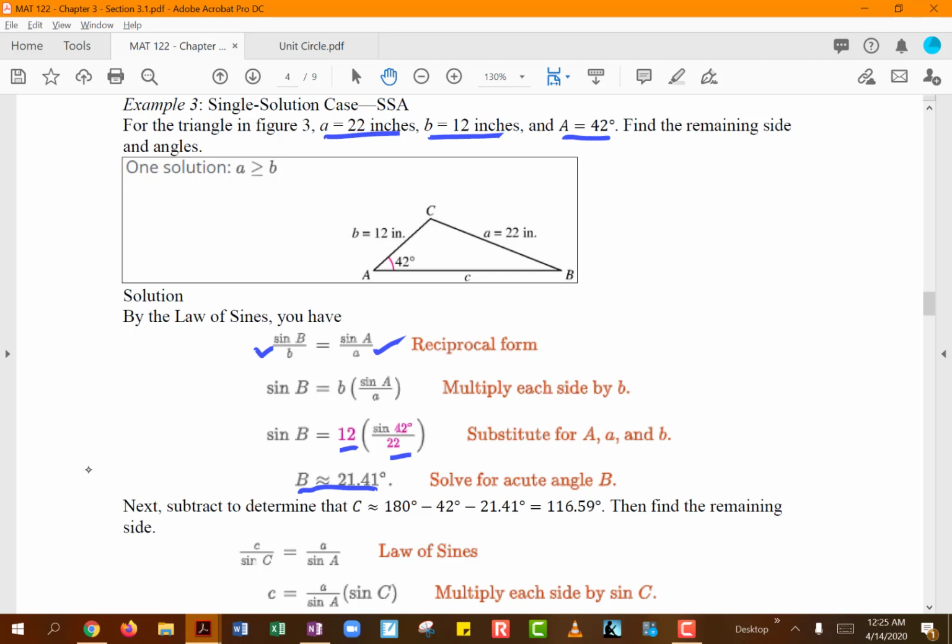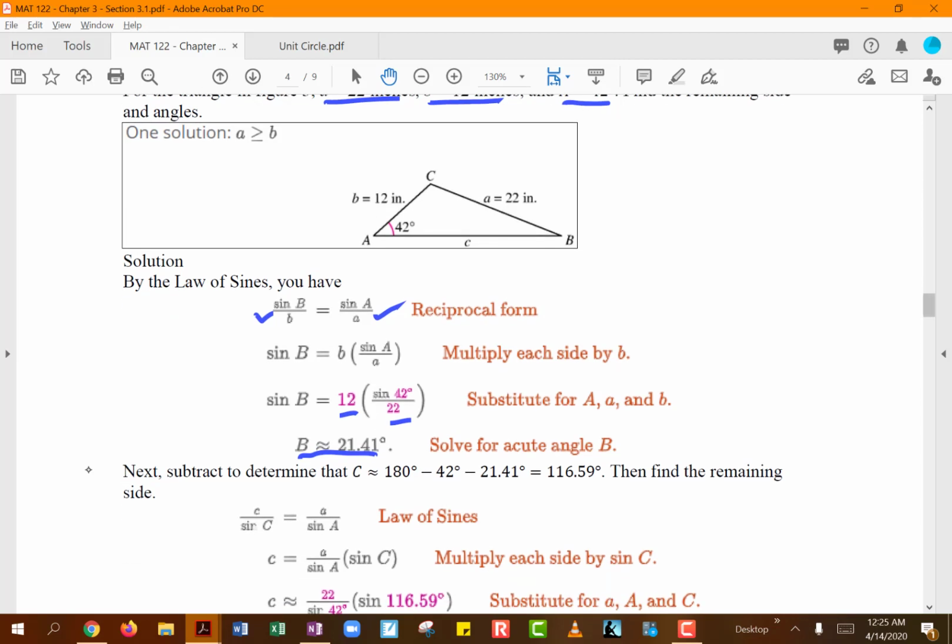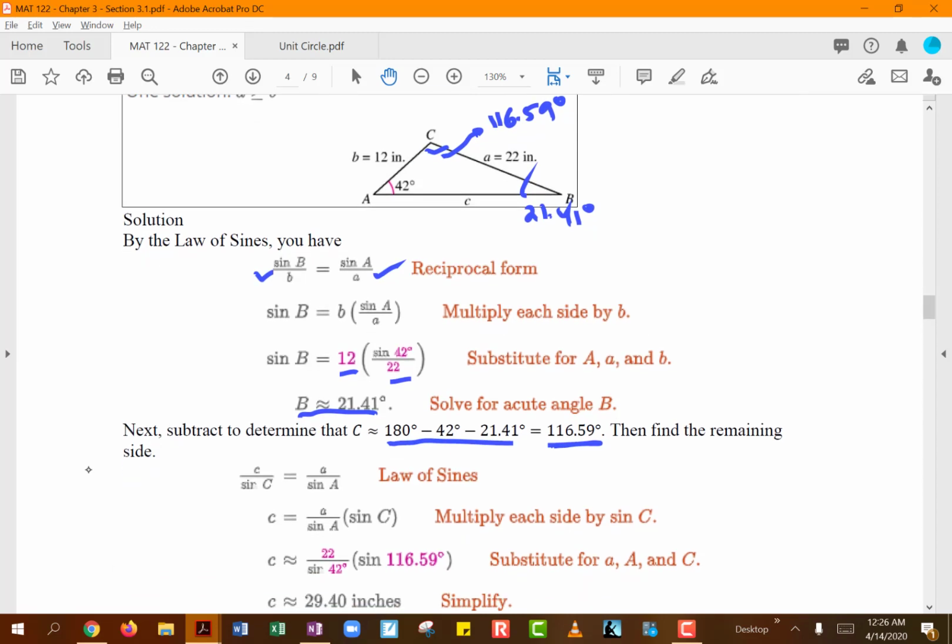Now remember, of course, you would have to use the sine inverse function to get angle B by itself, but you end up getting approximately 21.41. So that's going to be this angle here, 21.41 degrees, and then subtracting the two given angles from 180 degrees, we can find that missing angle C, which is 116.59 degrees.